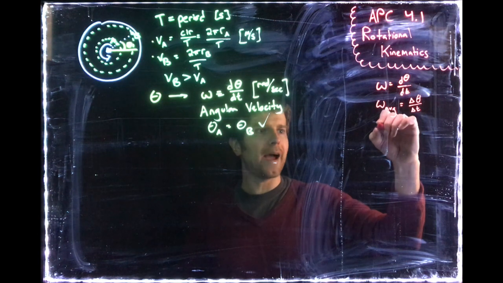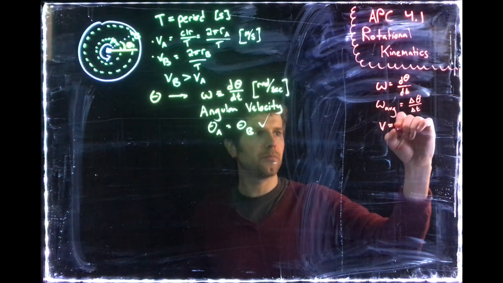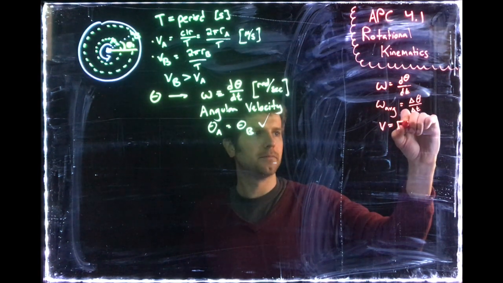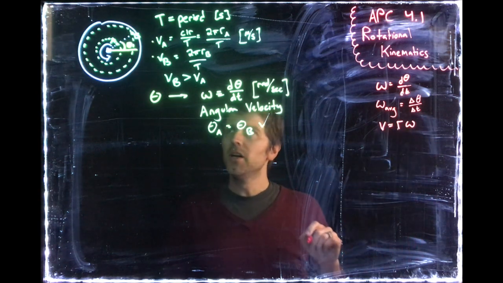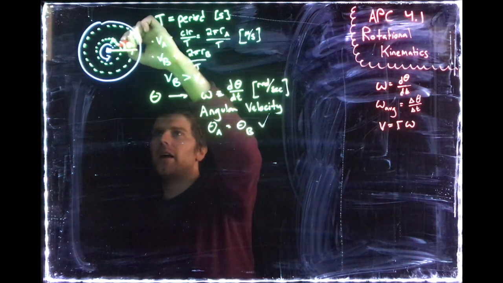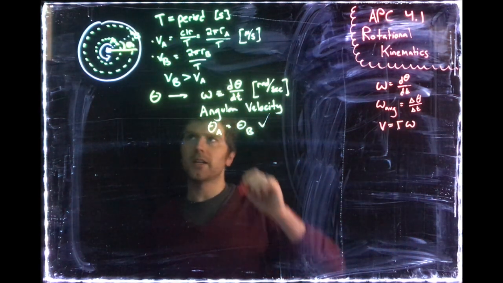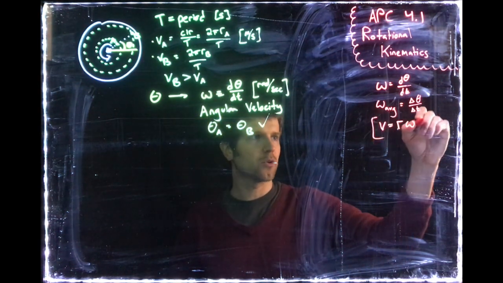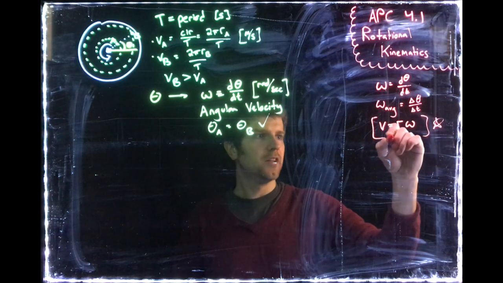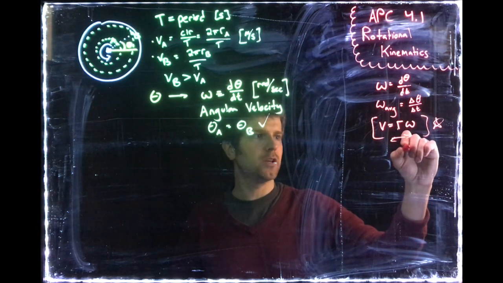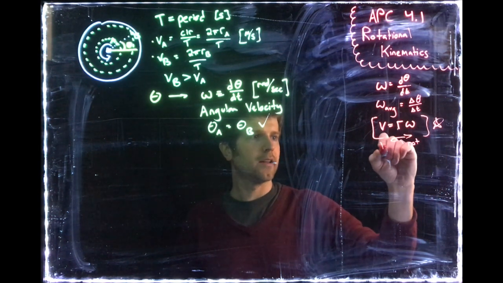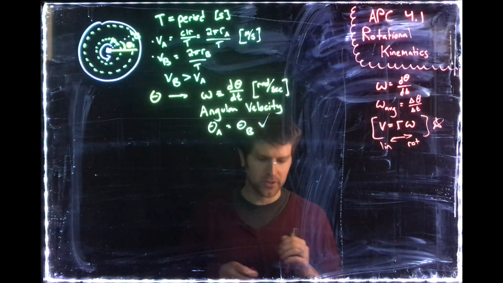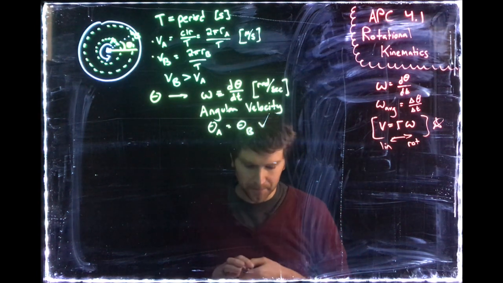If you want to go back to linear velocity, though, you could just multiply by r. V equals r omega. So if I wanted to find the velocity of A, I would just multiply by the radius of A and so forth, where the radius is the distance from the axis. So this is a really important equation. V equals r omega. This is how you get back and forth between rotation and those meters per second, what we call the linear speed.